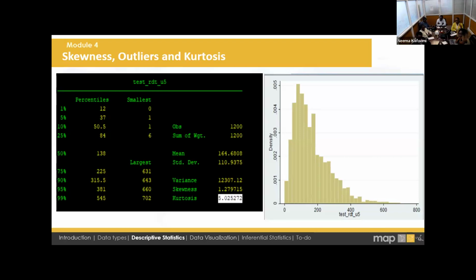Can everyone see the values that Christina is referring to? Or perhaps, Christina, you can also move your cursor on the screen so that people can see. Okay.